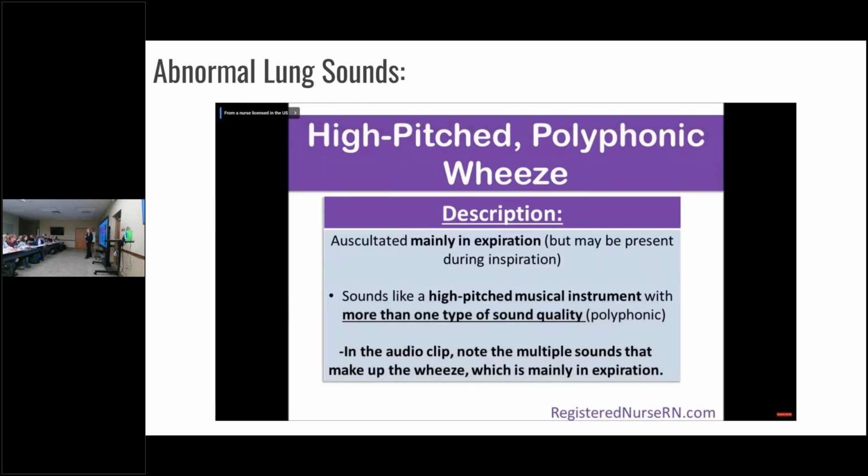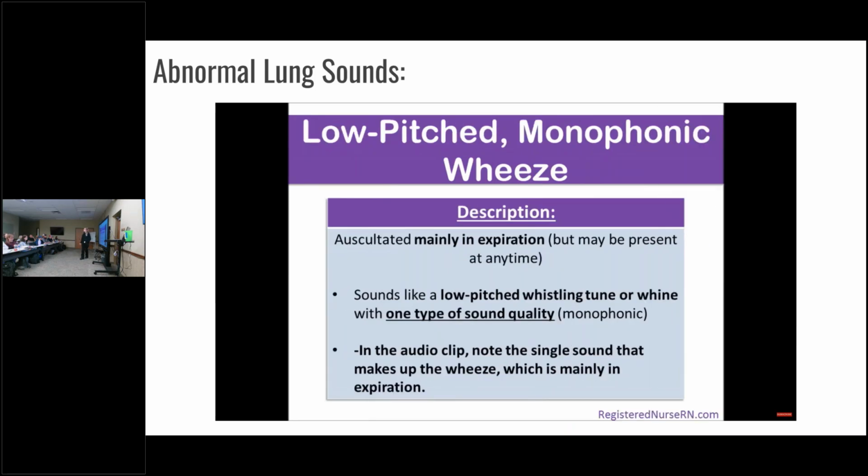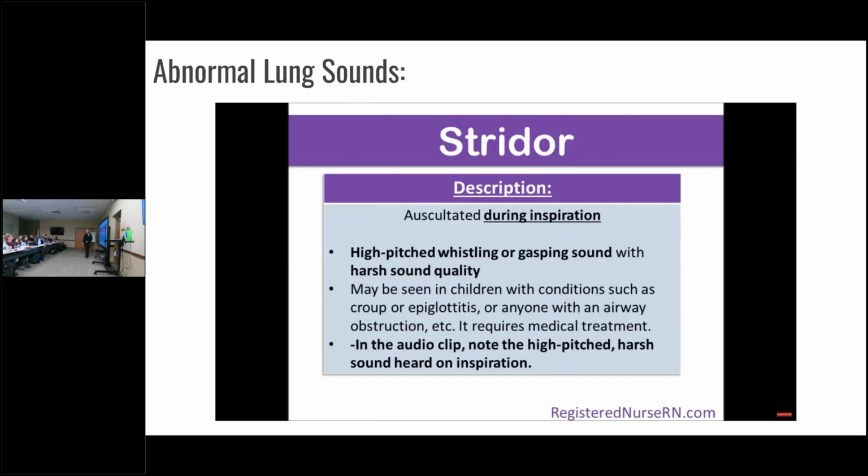So this is a wheeze. Hear that there at the end? Another type of wheeze. So this, what is stridor caused by? Upper airway, right?